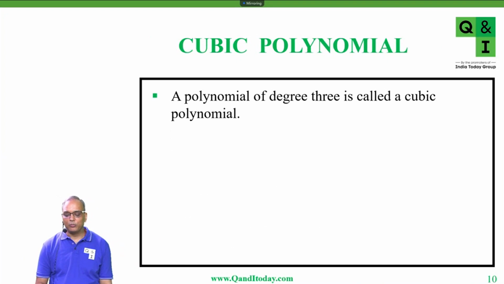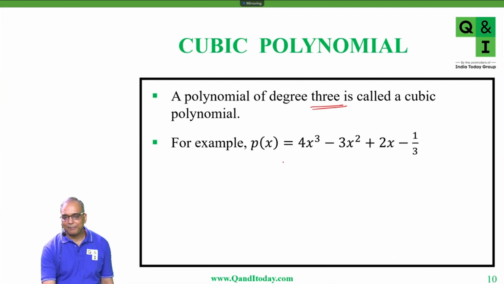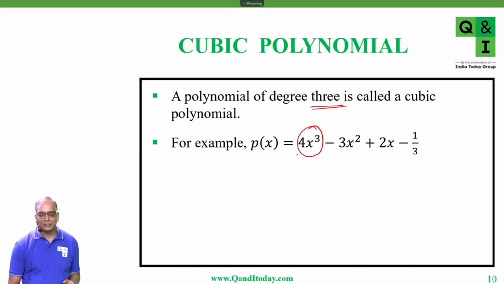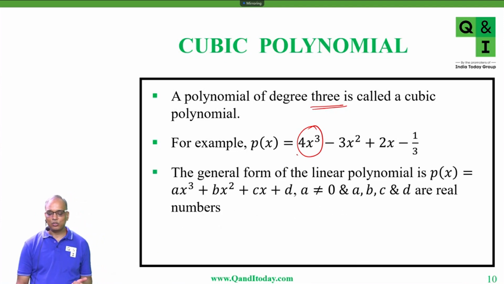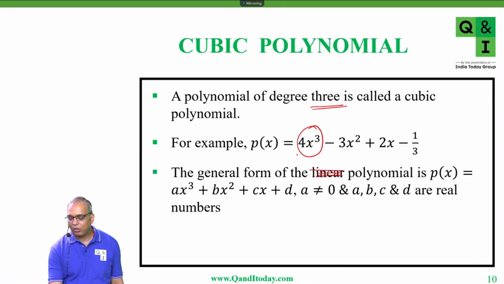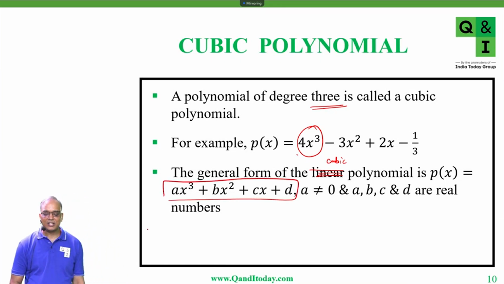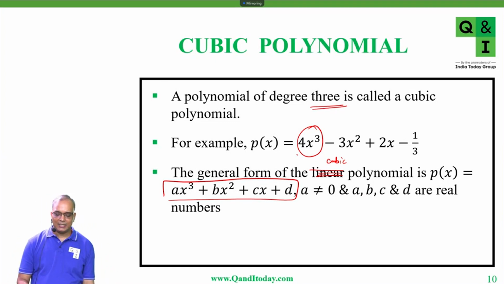Now cubic polynomial. A polynomial of degree 3 is called a cubic polynomial. Example, p(x) is equal to 4x cube minus 3x square plus 2x minus 1 by 3. Here you can see 4x cube, the highest degree term, has exponent 3. So we say that the degree of this polynomial is 3, and that's why this is a cubic polynomial. The general form of a cubic polynomial is ax cube plus bx square plus cx plus d, where a, b, c and d are real numbers. The coefficients are all real numbers.